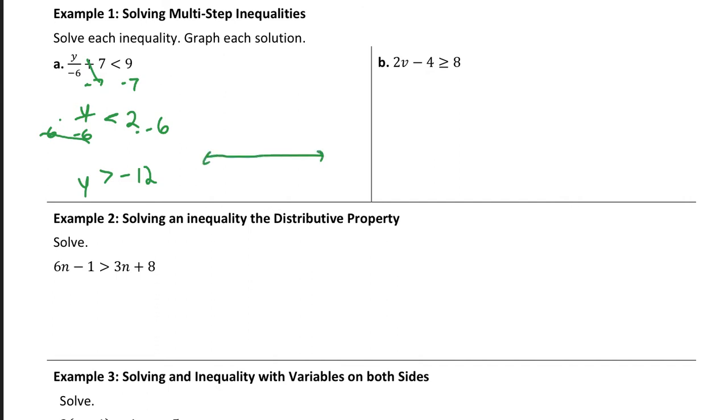So to graph my solution, I'm going to plot -12, -13, -11, put an open circle at -12, and I would shade to the right.